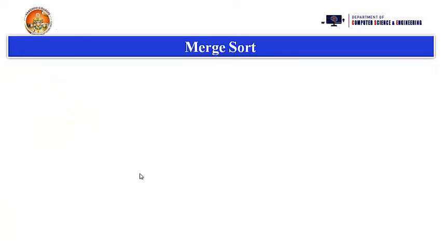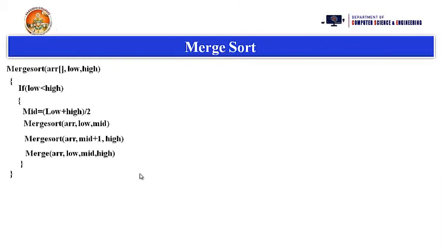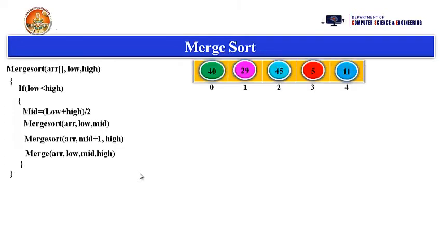So how to implement merge sort? This is the function for merge sort, and I am taking an array. The size of the array is 5 and the index positions are 0 to 4. We have 5 elements: 40, 29, 45, 5, 11. Now we need to sort these elements.